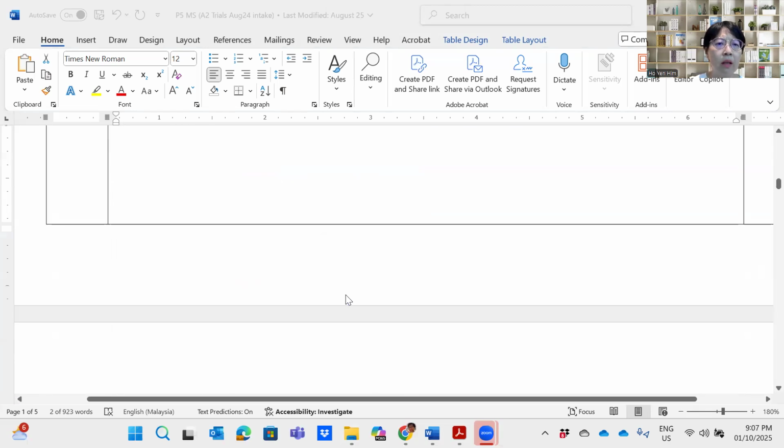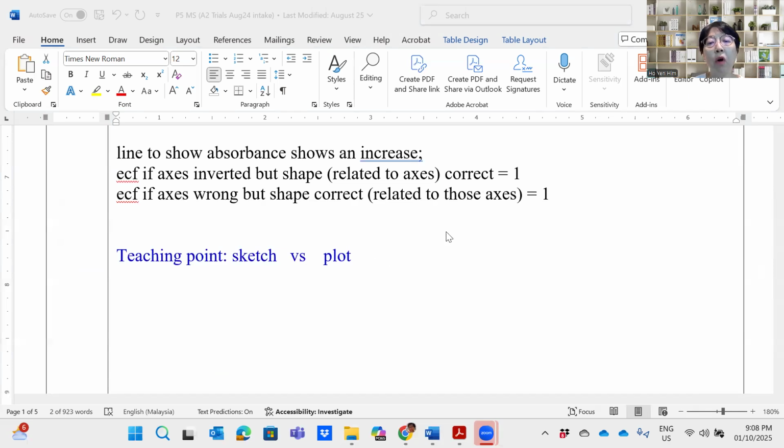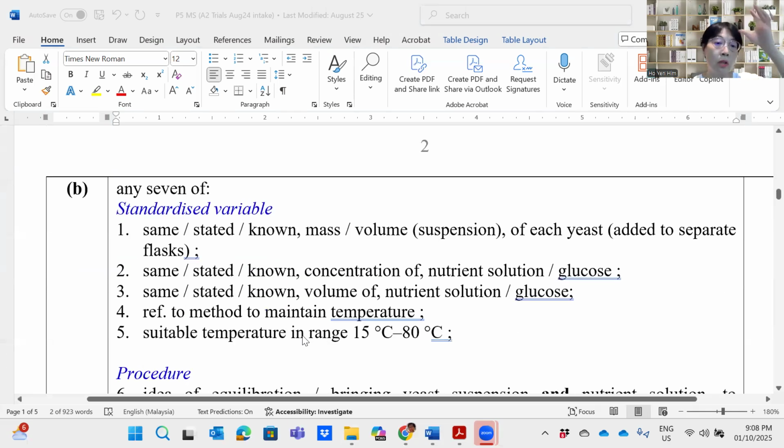Okay, next. Do you know the difference between sketch and plot? Plot means you have the points, the results from the experiment, and you put the points onto the graph and plot it. Sketch means you use your theory, how the shape should look, and then you sketch. You have no results; it's from theory that you sketch. So that is the difference between sketch and plot.